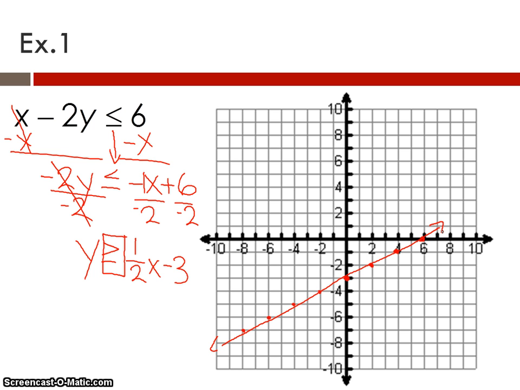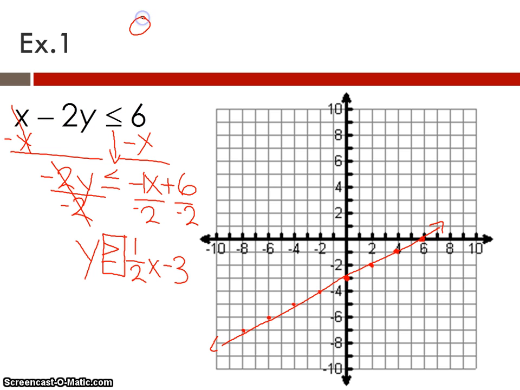Now, because it is a greater than or equal to, I'm supposed to shade above the line. So ideally, I would think that above the line is in the region that contains (0, 0). So what I can do to make sure that I am correct is I can test it. I can put 0 in for x and 0 in for y and see if that makes a true statement. So I'm going to do that.